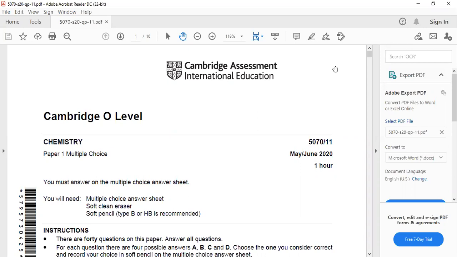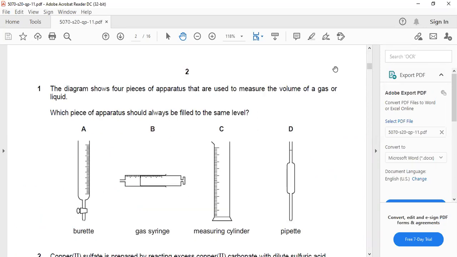Okay, June 2020, variant 11. We'll go very quickly. The diagram shows four pieces of apparatus that are used to measure the volume of a gas or liquid. Which piece of apparatus always has to be filled to the same level?